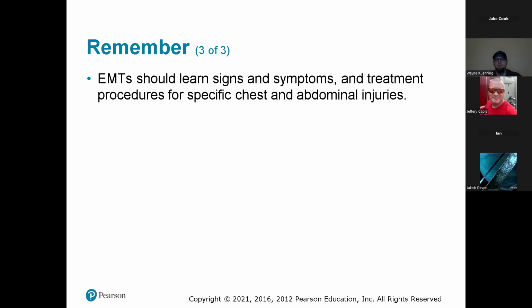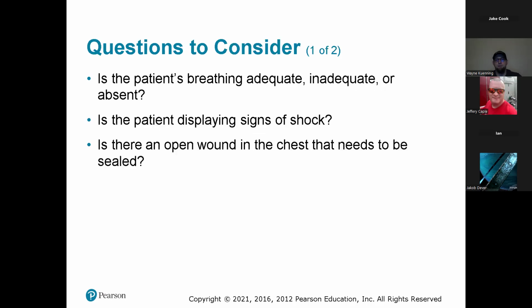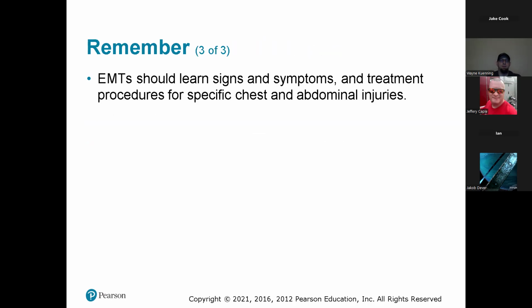Study your signs and symptoms and treatment procedures for specific chest and abdominal injuries. The biggest one is going to be chest seal, whether it's an occlusive chest seal or a flutter valve chest seal, and then practice what you would do with eviscerated organs, because you're like, I know what I'll do, until you're there and you're like, I don't know what dressings to put on this 13 feet of intestines that's now laying on your stomach. It's a lot to figure out in the moment.